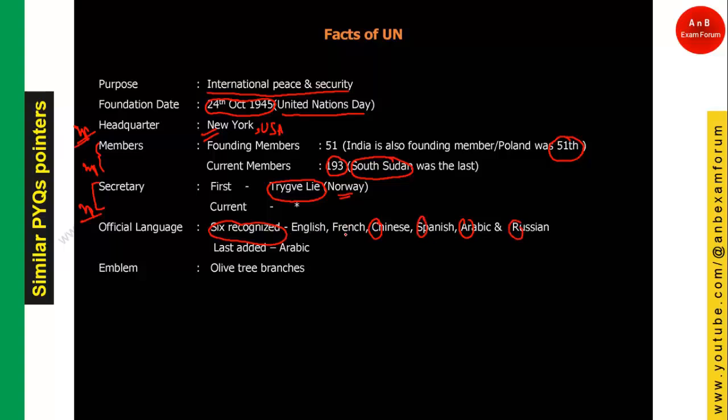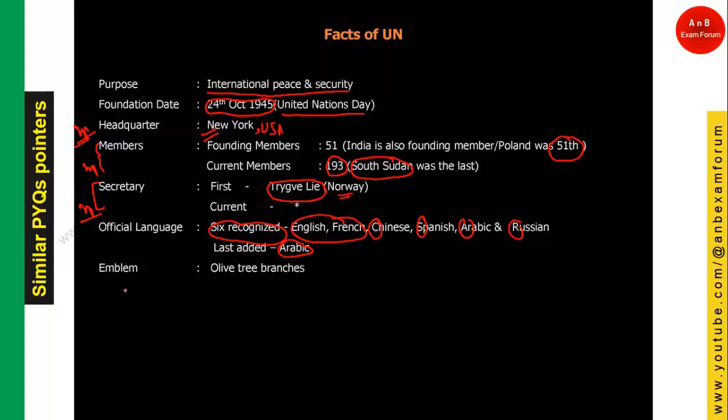Why am I not including English and French? Because they are separate. Why are they separate? Because the working languages are English and French. Whatever the documentation, whatever the reports, the official working languages are English and French. In fact, they recognize 6, but the official working languages are English and French. And if you see, the last one added is Arabic. So Arabic was the last official language added in the UN.